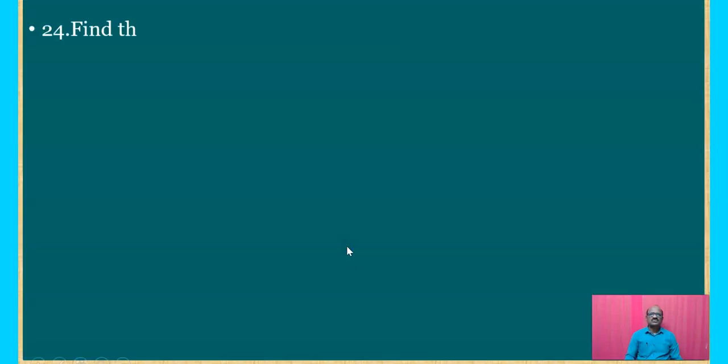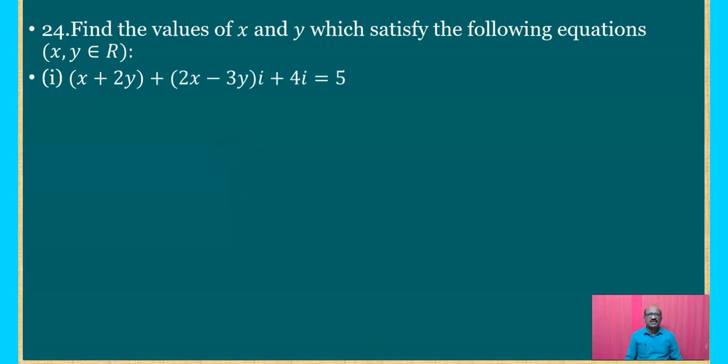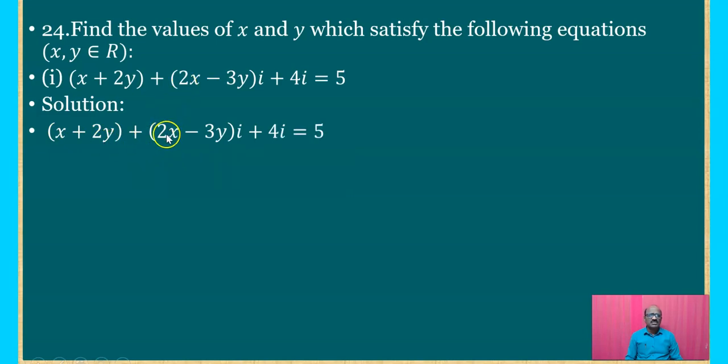Next is question number 24. Find the values of x and y which satisfy the following equations, where x and y belong to the set of real numbers. The first is (x plus 2y) plus (2x minus 3y) bracket complete into i plus 4i is equal to 5. Solution: (x plus 2y) plus (2x minus 3y) into i plus 4i is equal to 5. And their simplification is normal.